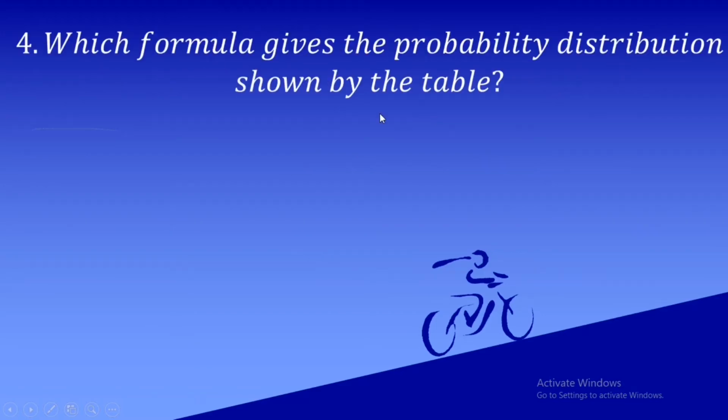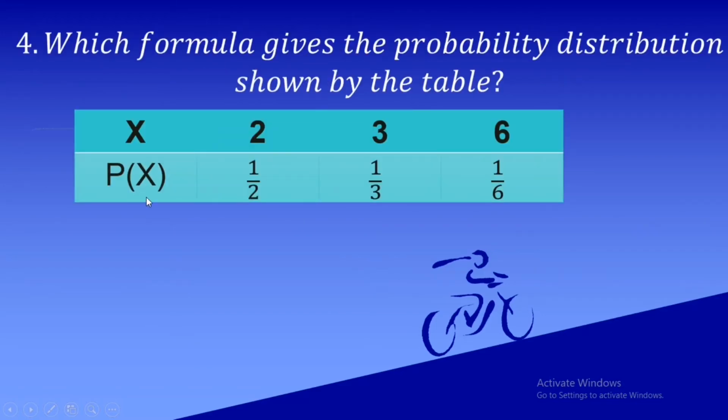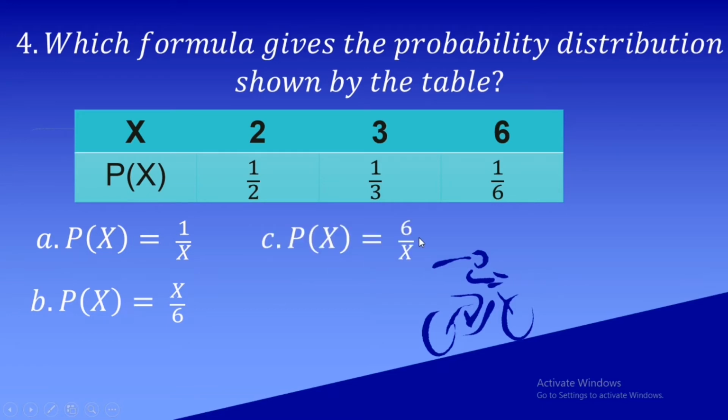Okay, for number 4, so we are asking for the formula shown by the table. So given the x or the random variable 2, 3, 6 with its corresponding probability. So yan ang ating choices, A, B, C, and D. So by looking at the probabilities, they consist of numerators of 1. So yan, meron tayong dalawang choices dyan, A and D.